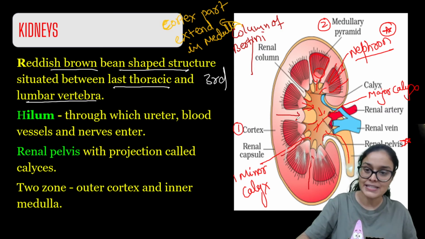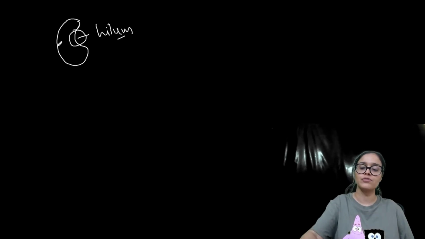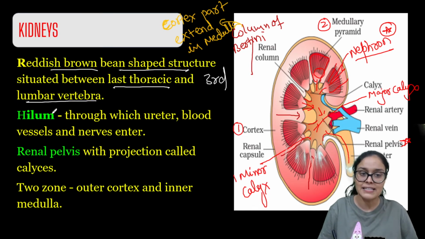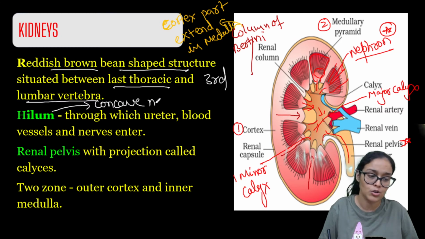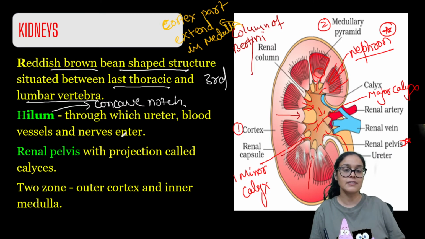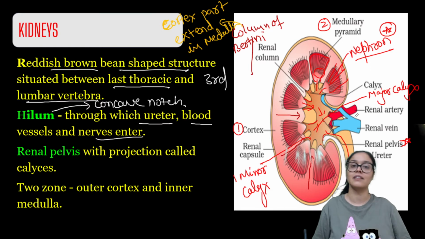So bacha, when we see the kidney ka structure, we know that the kidney has this concave surface, a concave notch here, which is known as the hilum. So this concave notch of the kidney is known as the hilum, you have to remember. And through this concave notch, the ureter, blood vessels and nerve supply enter the kidney.